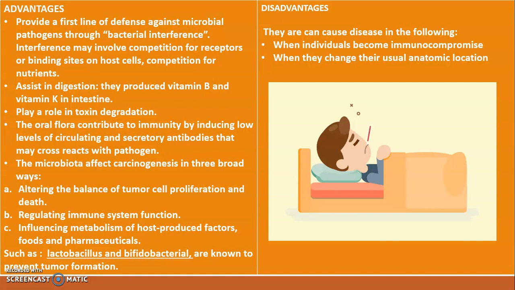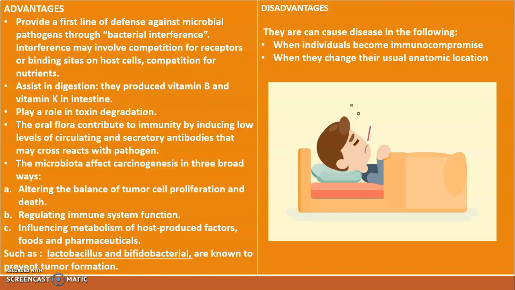The microbiota affect carcinogenesis in three broad ways. These are altering the balance of tumor cell proliferation and death, regulating immune system function, and also influencing metabolism of host-produced factors, food, and pharmaceuticals. Some bacteria, such as Lactobacillus and Bifidobacteria, are known to prevent tumor formation.